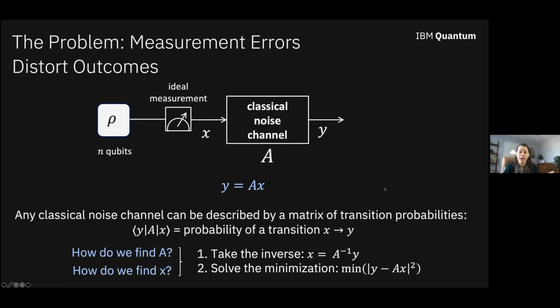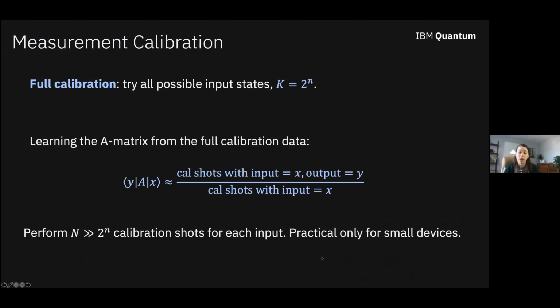And what we've done in the past in our first chemistry paper from 2017 is one of these methods where we calibrate a full transition matrix A, and we either take a matrix inverse or we do some linear least squares minimization to solve for the ideal outcomes. And as you can imagine, this is very computationally intensive. These things scale as 2 to the n for n qubits, as well as the calibration step scaling as 2 to the n. So this is not an approach that's going to work for very long.